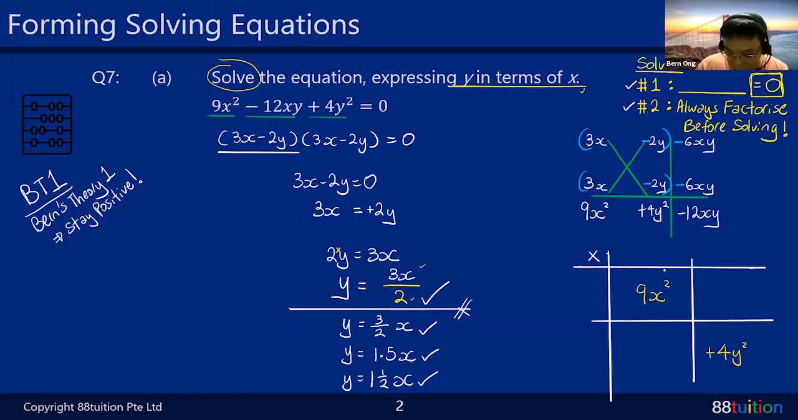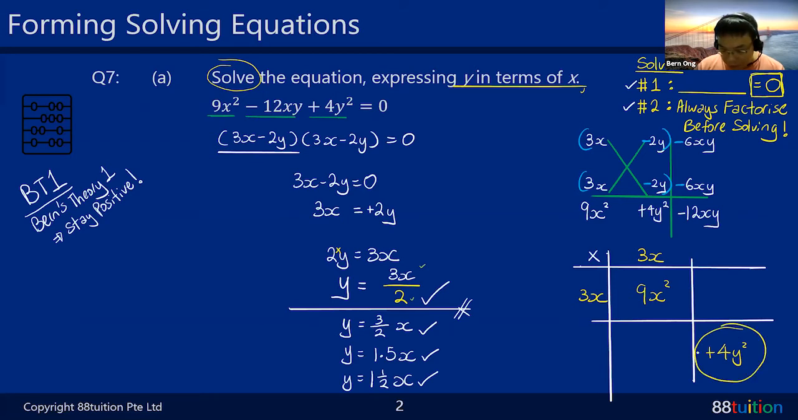So how do you get to this 9x squared? You have to take this box here times here to give 9x squared. It's like a matrix. So what times what is 9x squared? 3x and 3x, because we know the answer already. So 3x times 3x is 9x squared.